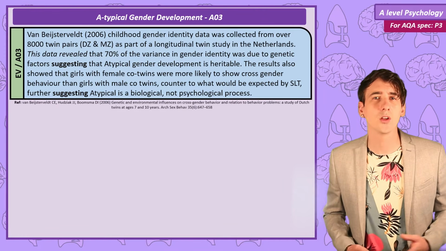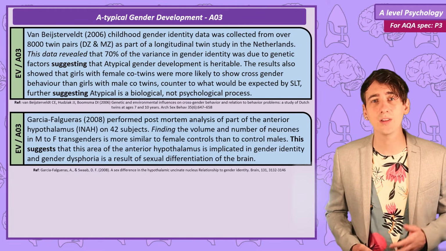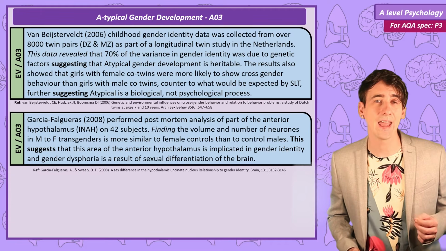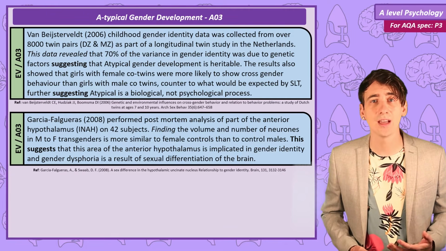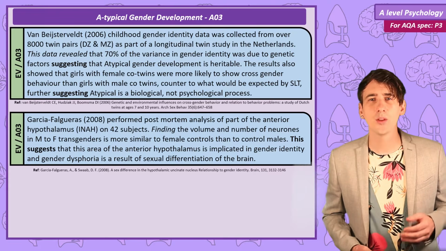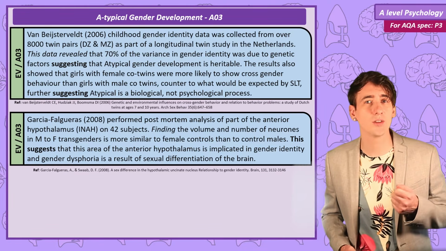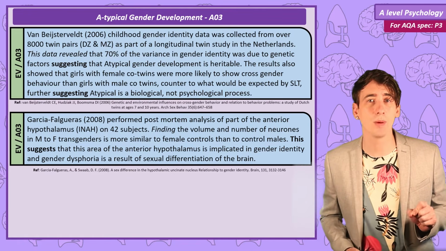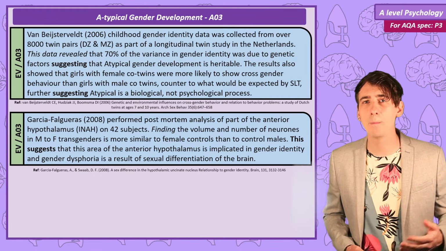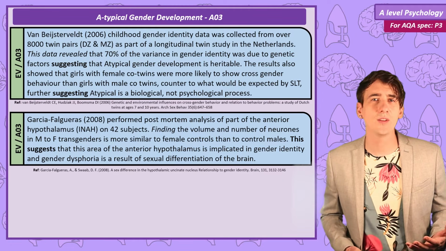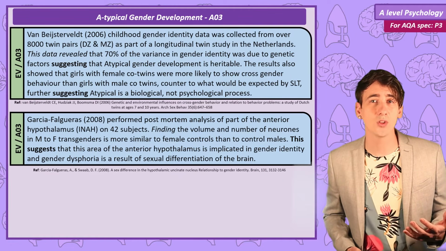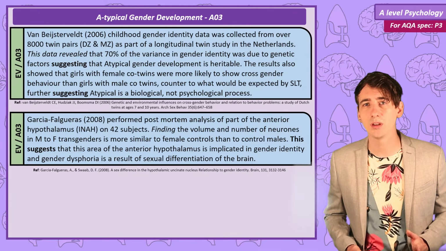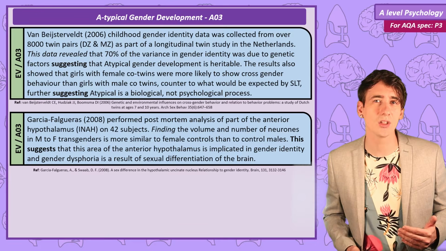Garcia-Falgueras' work is evidence for brain sex theory. 42 subjects had an area of their brain called the INAH in the anterior hypothalamus dissected in post-mortem. Now, the researchers found that the male to female transgender subjects had a closer volume and neuron density in this area to biological female controls than to male biological controls. Now, this suggests that the INAH is associated with gender identity, potentially meaning atypical gender development is a result of a sexual differentiation in the brain.